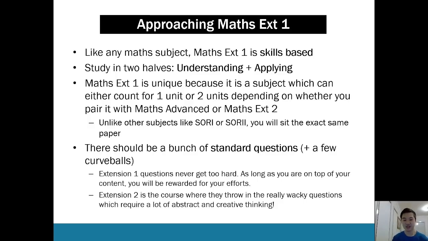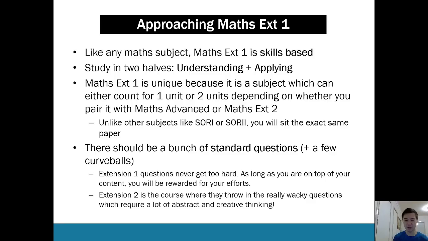And the way that extension works is there should be a bunch of standard questions. So usually a few questions you see, the structure, the routine of solving those questions should be pretty familiar. But again, there will be a few curveballs as well in the paper. But the best thing about Extension 1 is that the questions never get too hard. As long as you are on top of your content, you will be rewarded for your efforts.